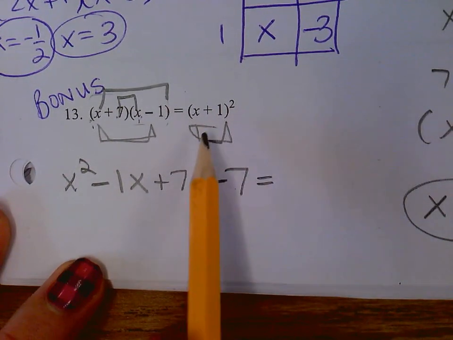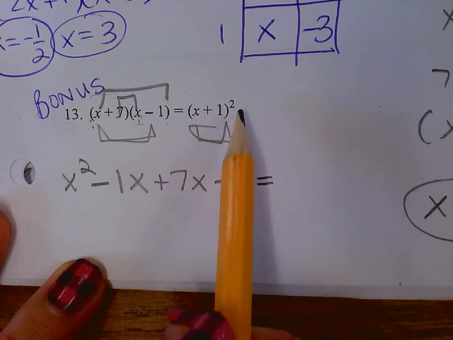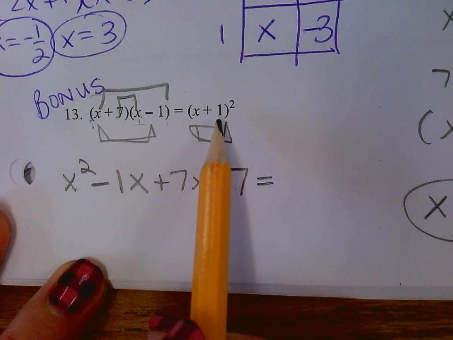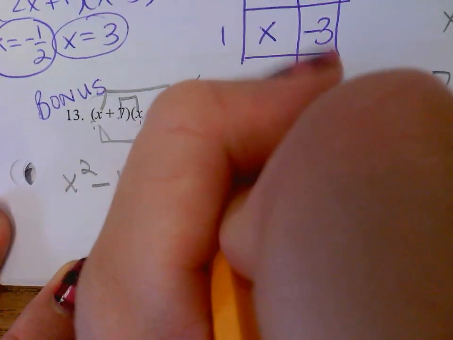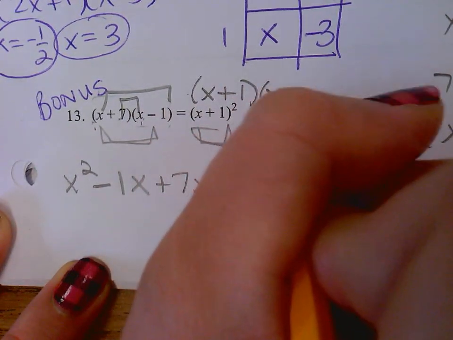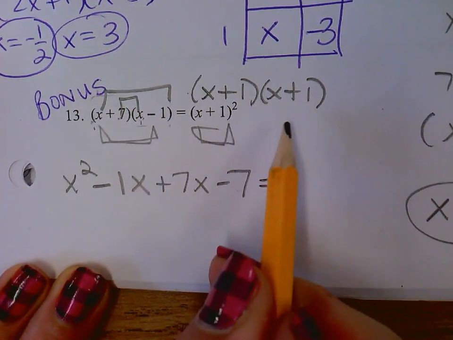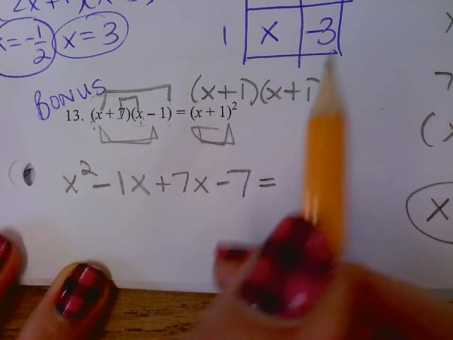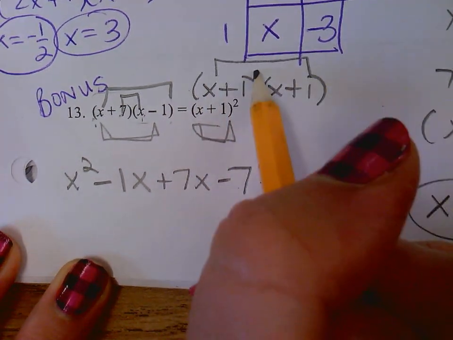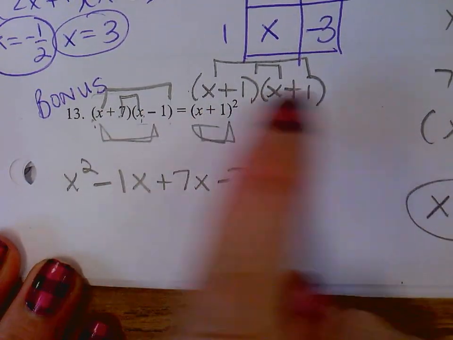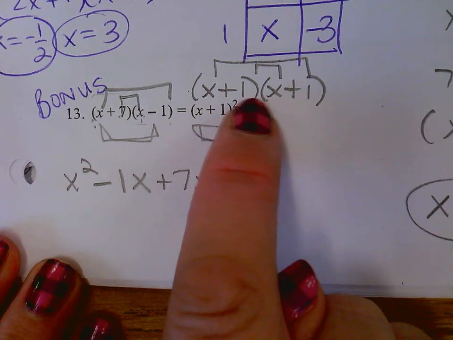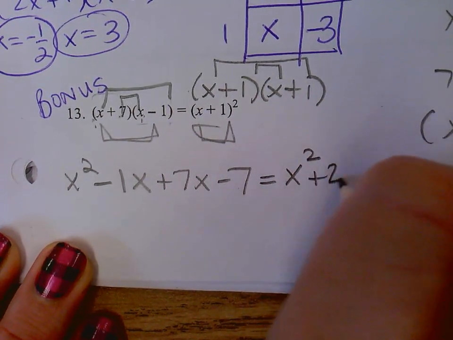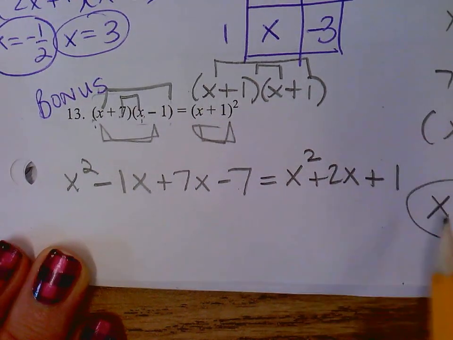Be really careful on this one. You can't just distribute the 2 and call this x squared and call this 1, because this is actually x plus 1 times x plus 1. So you do get x squared, you do get 1 times 1 is 1, but you also get this additional 2 x's. You get 1x from here, and you get 1x from here. So you actually get x squared plus 2x plus 1 as your other side of the equation.